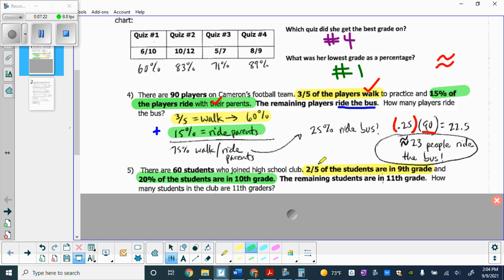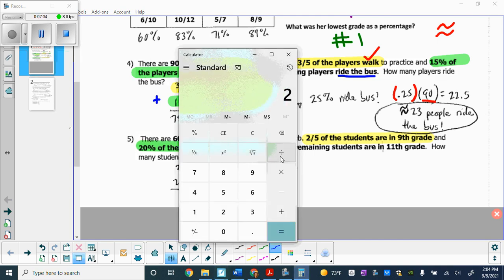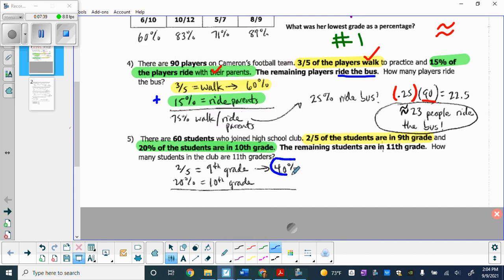So if 2/5 are in 9th grade and 20% are in 10th grade, let's just use the percentages. Hopefully you have it memorized at this point that 2/5 is 40%. If not, you can just do 2/5 and see right there that the 2/5 is 40%, 0.40. So we've got 40% 9th graders and 20% 10th graders. So that's 60% so far taken care of. And it says literally the rest, the remaining, are in 11th grade. So if 60% is taken care of so far, the rest has to be 40% are in 11th grade.